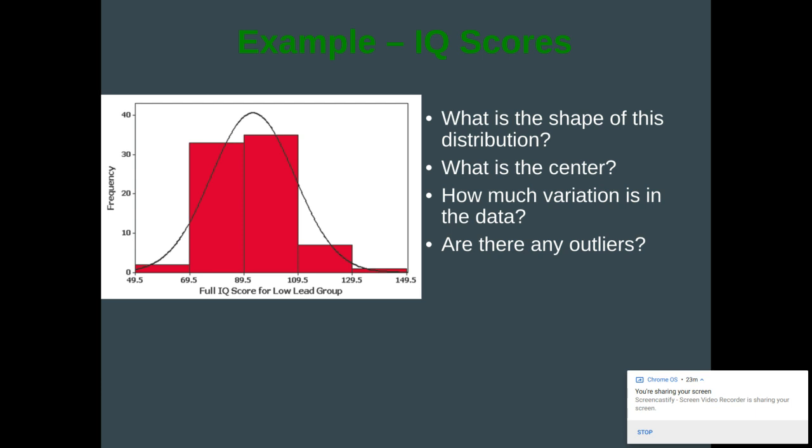These questions that it's asking us here, right? What's its center? How much variation does the data have? Are there any outliers? These are things we're going to talk about how to calculate in later terms or in later classes.